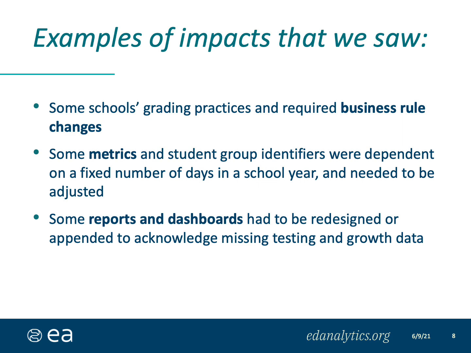For some partners, metrics were dependent on a fixed number of days in the school year and thus needed to be adjusted. For example, to be classified as a free and reduced price lunch program participant, a student must be enrolled in the program for a certain number of days. For 2019-20, that enrollment quota needed to be adjusted to account for limited in-school attendance that year. Additionally, some reports and dashboards had to be redesigned or appended to acknowledge the missing testing and growth data.